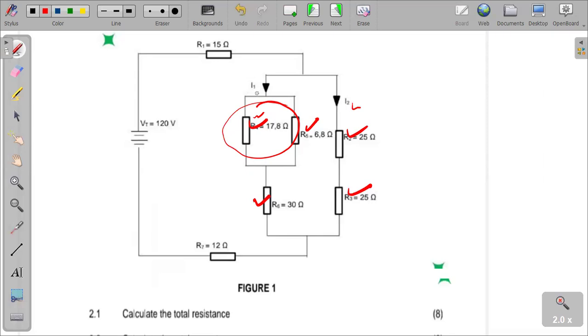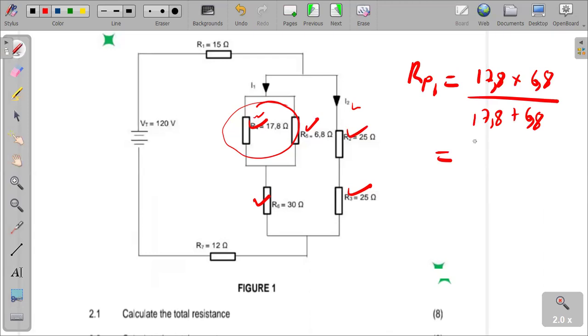So what I'm going to do, we can first simplify that parallel branch that I've indicated there. I'm going to call it RP1. Product over sum for those two: 17.8 multiplied by 6.8 divided by 17.8 plus 6.8. What do we get? If we punch properly, we get 4.92 ohms.